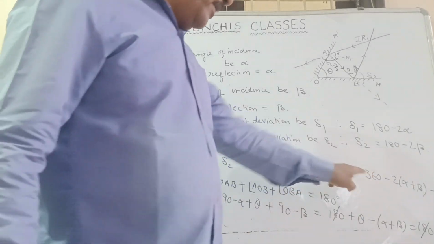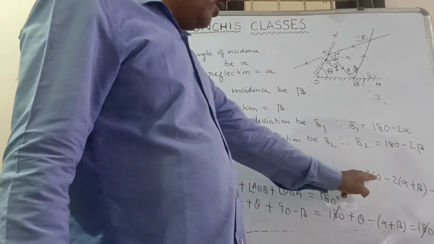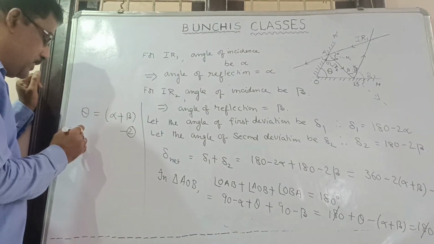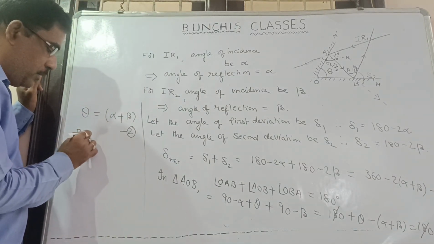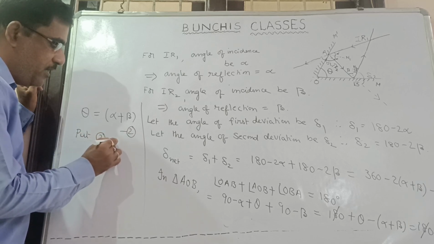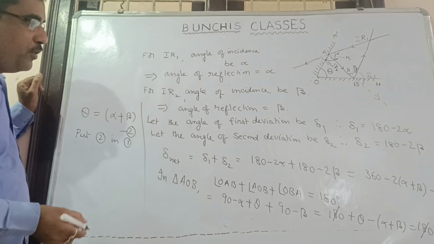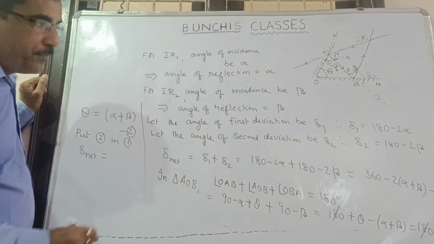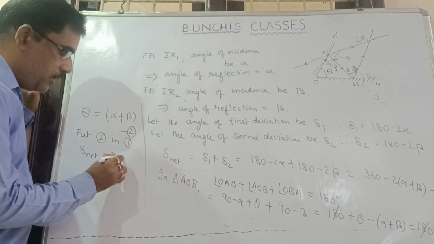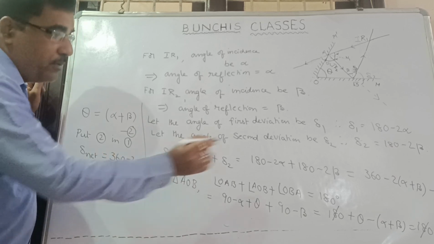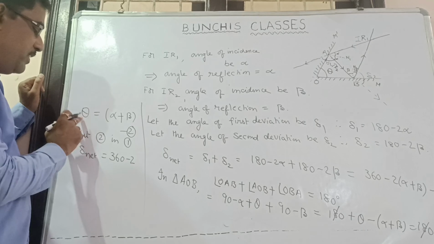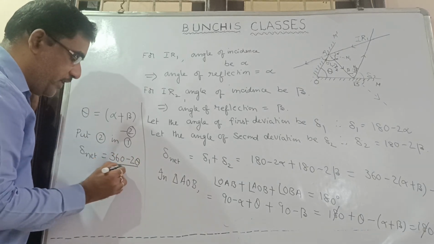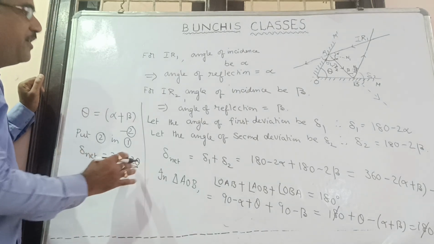Number 1, observe this. Net deviation is equal to 360 minus 2 into alpha plus beta. Now, put equation 2 in 1. What you got? Delta net is equal to 360 minus 2 into alpha plus beta, which is equal to theta, 2 theta. So 360 minus 2 theta is the value of net deviation.